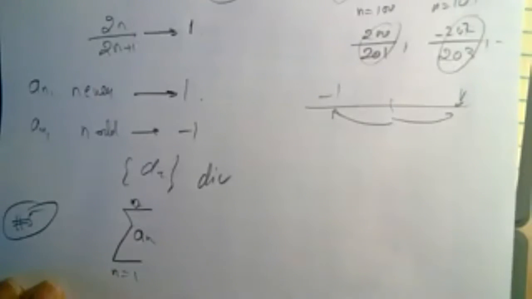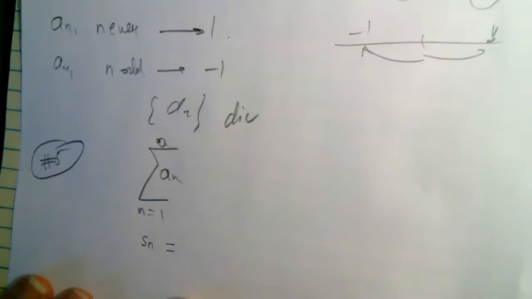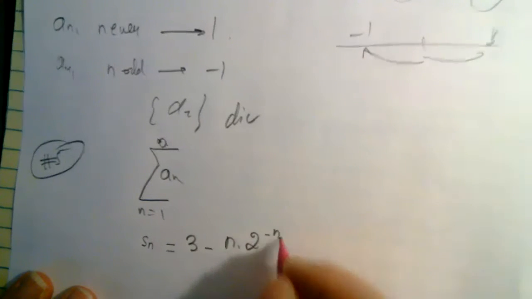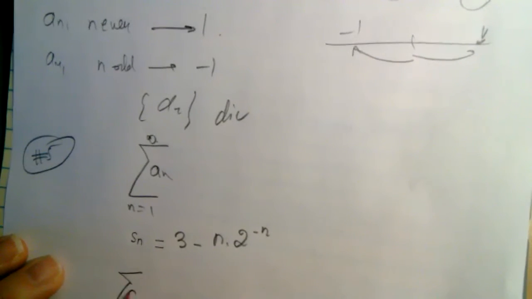And I tell you that Sn always stands for the partial sums. That's what the Sn is. So I give you the series and I tell you Sn, the partial sum, is 3 minus n times 2 to the -n. So I just give you the partial sums. And my question is, find the sum of the series.